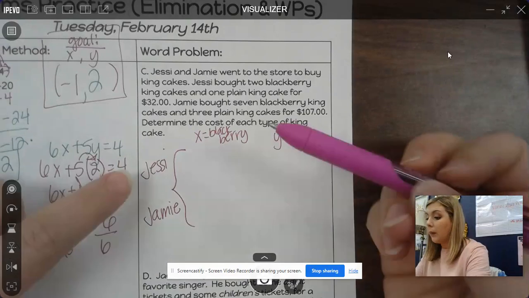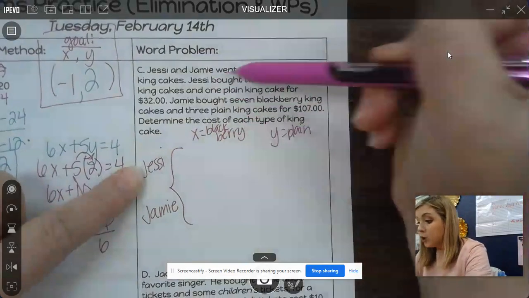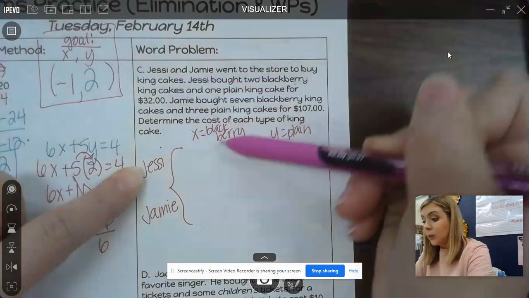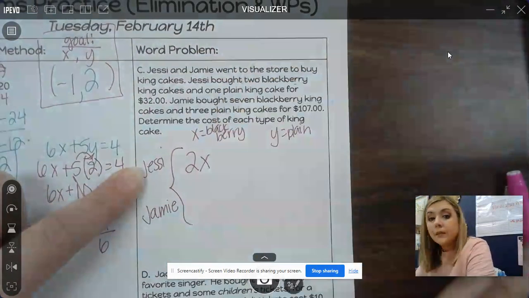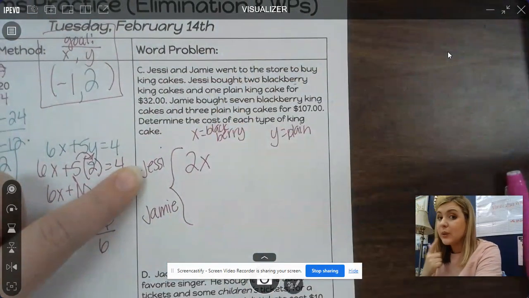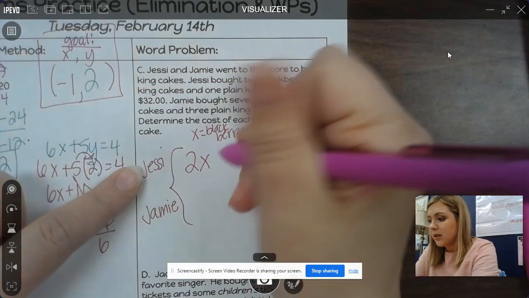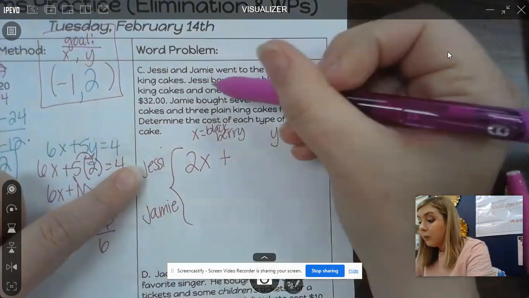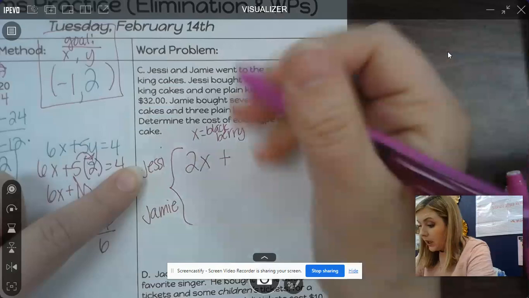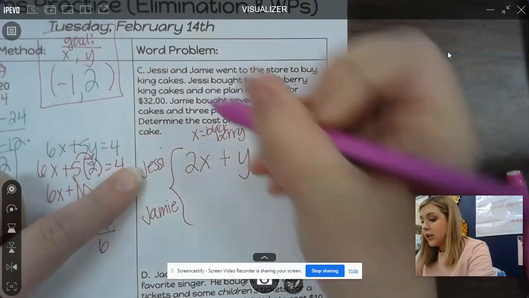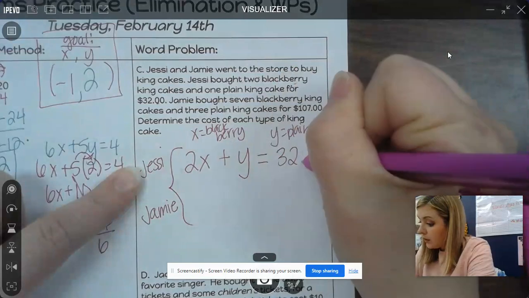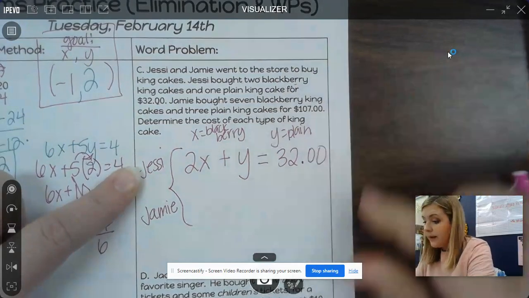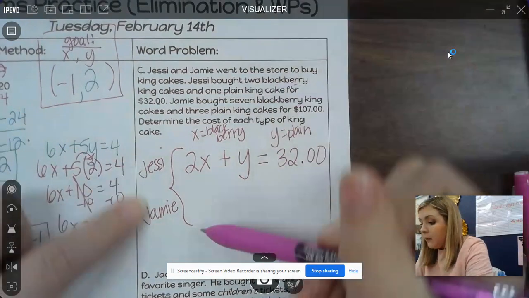I'm going to go back to the problem: Jessie bought 2 blackberry king cakes. Well, 2 of what we're using for X is going to be 2X. And she also, and as soon as I say "also," that's going to trigger addition, 1 plain king cake, and 1 plain king cake here is Y. She spent a total of $32. Okay, and then I'm going to move on to Jamie.